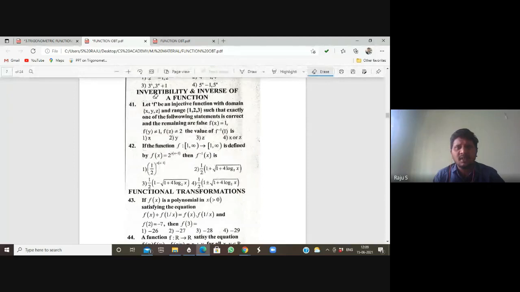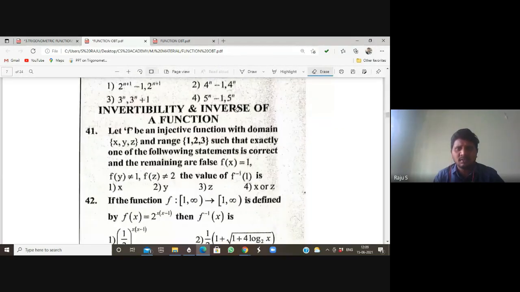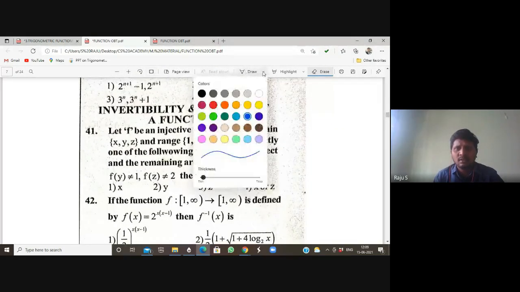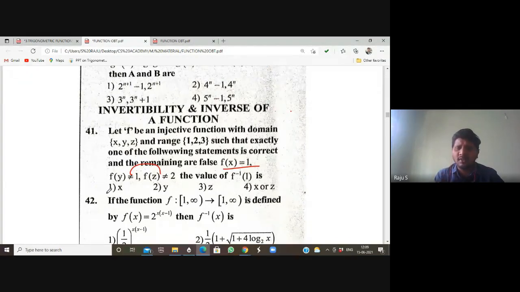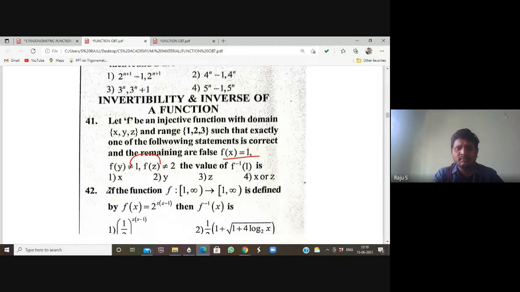I think yesterday we did question number 41. Am I right? So we should take here f of x not equal to 1. Then this will become opposite sign. In second case, if we take f of y equal to 1, then f of z not equal to 2, f of x not equal to 1. Like that we have done one or two, once or twice you can practice, you can easily understand.